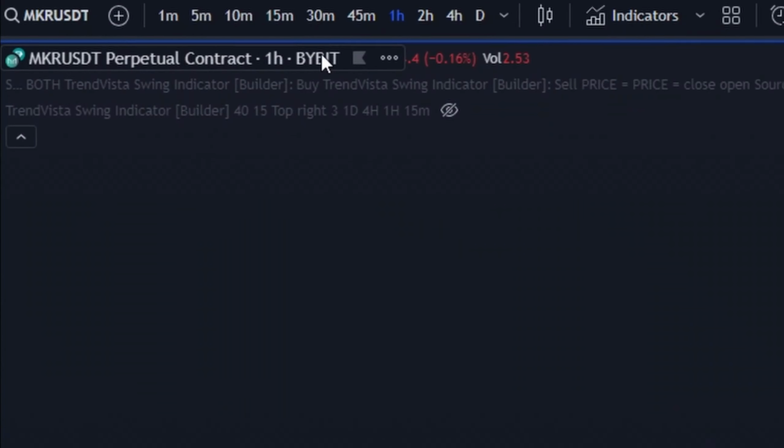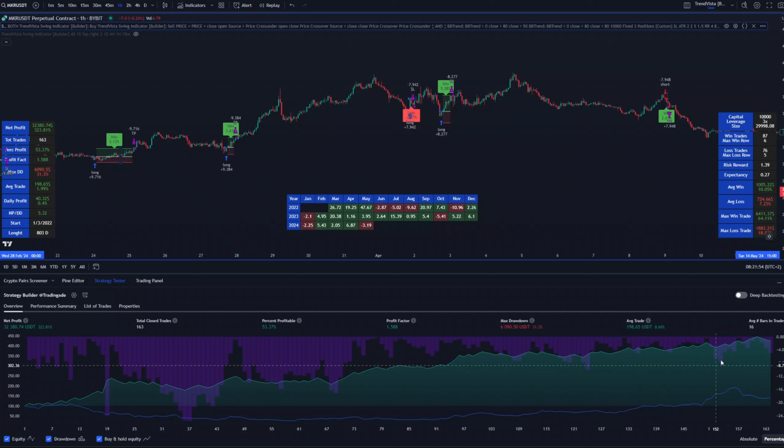Net profit/drawdown 5.32, max win row 6 and max loss row 5. Expectancy 0.27, which is not so good, and a risk reward of 1.39. Average win 10%, average loss 7.25%. Monthly table shows different losing months, unfortunately, but overall we have a greater number of profitable months. By checking the buy and hold equity, we have greatly outperformed the buy and hold metric.